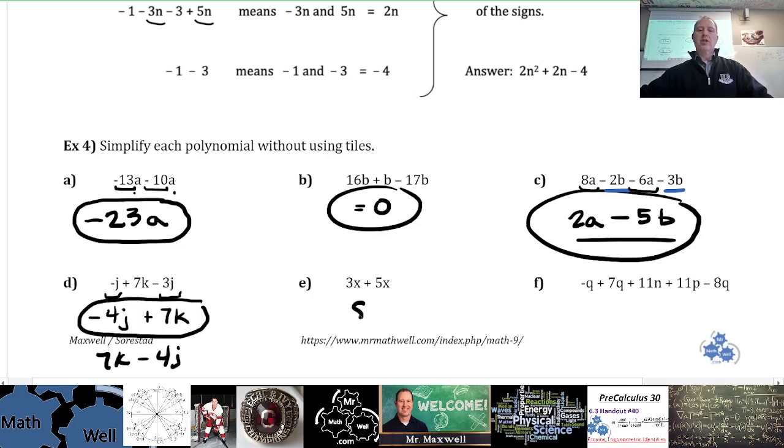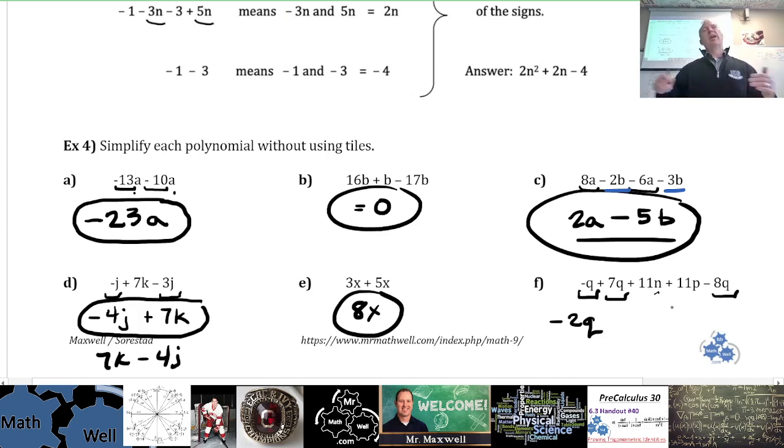All right, 3x and 5x, that should be 8x. That's pretty easy. Oh, Q's and N's and P's. Oh my goodness, we have 3 different types of terms here. So I'm going to collect the Q's together. There's some Q terms here. So negative 1 plus 7 is 6 minus 8 should be, is that negative 2? Did you guys get negative 2Q? Okay, very good. And then the N and the P, those are unlike terms. So which one comes first in the alphabet? L-M-N-O-P. Okay, so I'll write the plus 11N next and plus 11P finally. Okay? So do you have something like that?